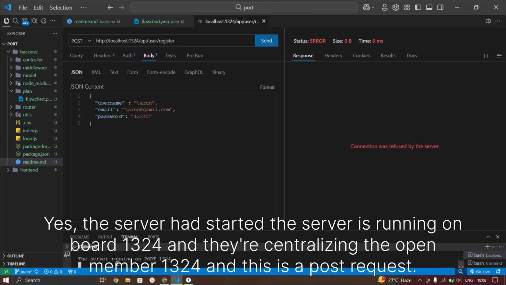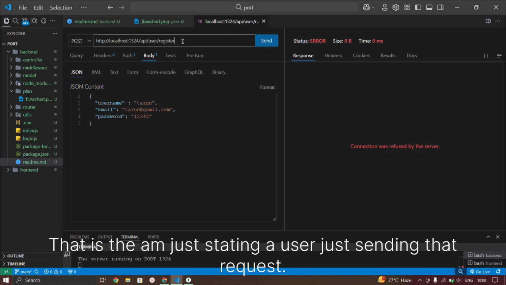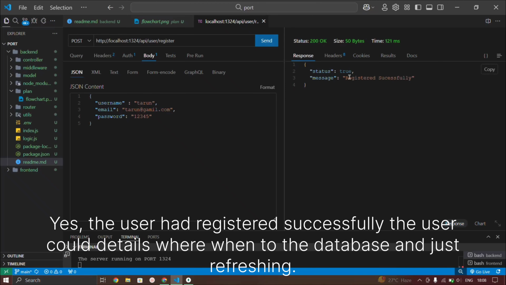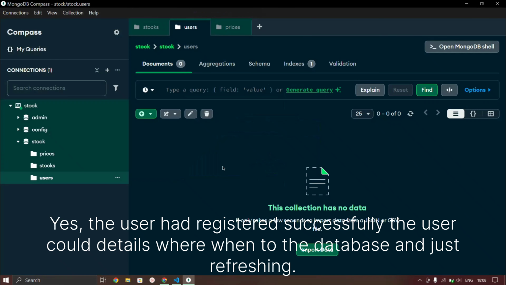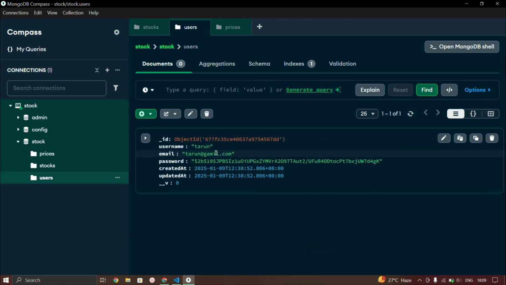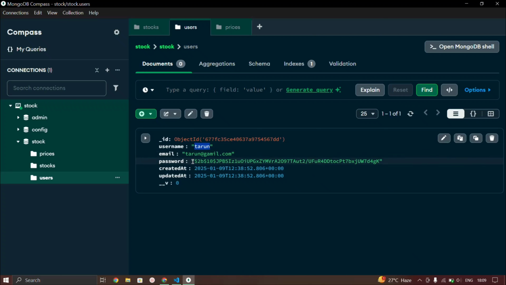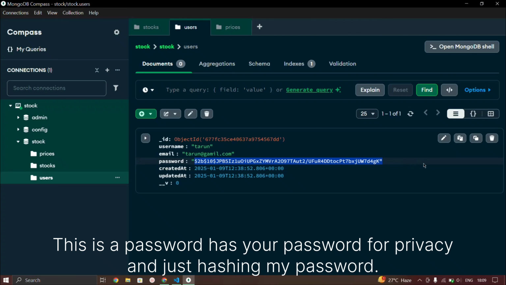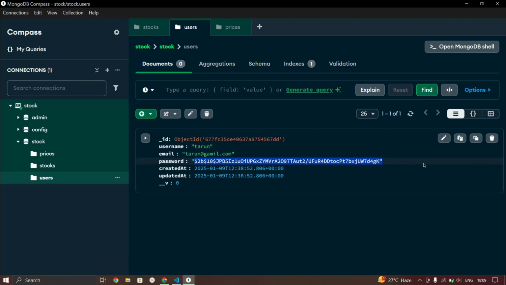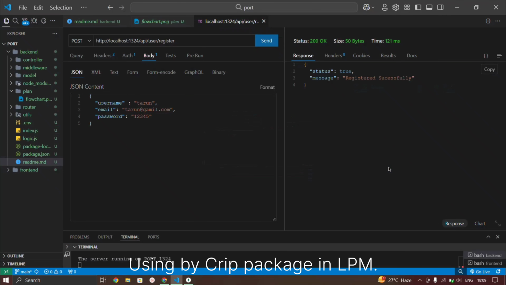The server is running on port 1324. This is a post request, registering a user, and I'm sending the request. Yes, the user has registered successfully. The user details went to the database, and on refreshing, the user's gmail.com email was added to my database. This is the hashed password. For privacy, I'm hashing my password using the bcrypt package in npm.